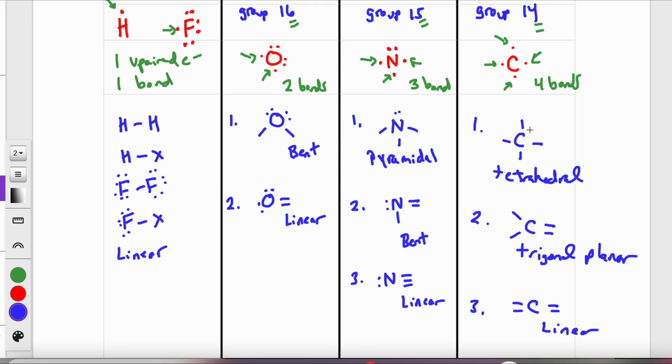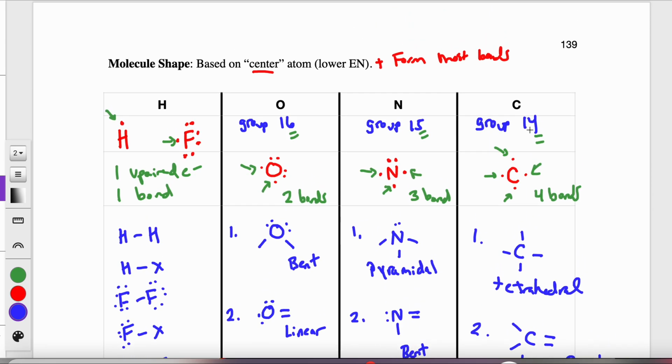So these are our ideas of how we're going to predict the shape. We're going to first pick out the center atom, which typically has the lower electronegativity, and it tends to form the most bonds. And then we'll figure out how to work through the others.